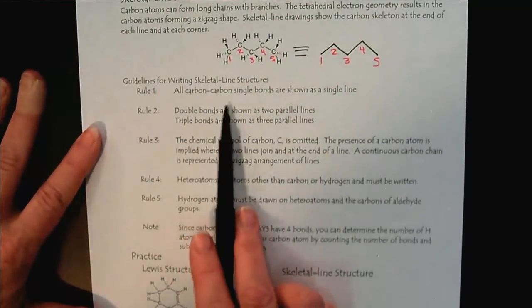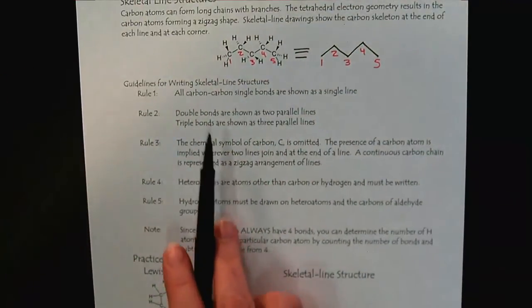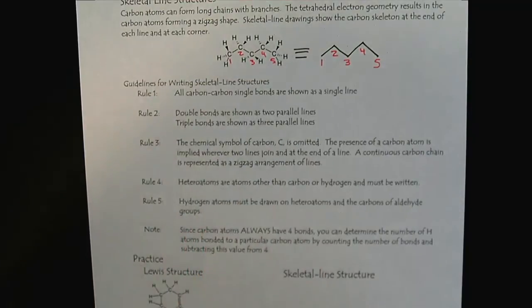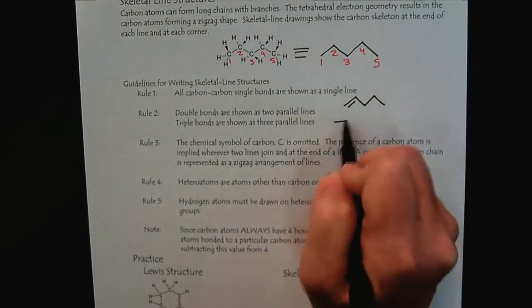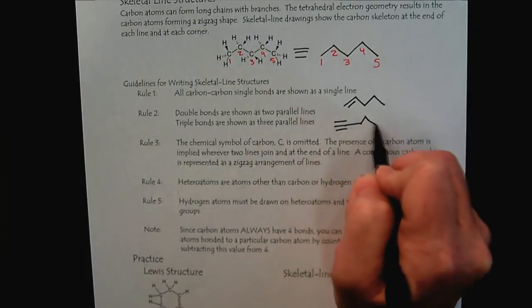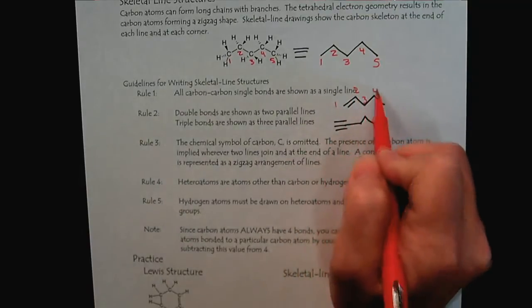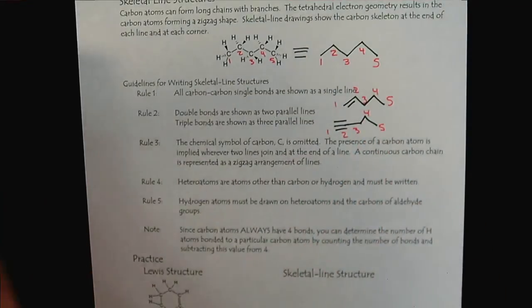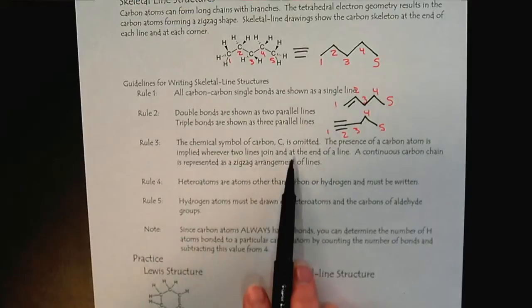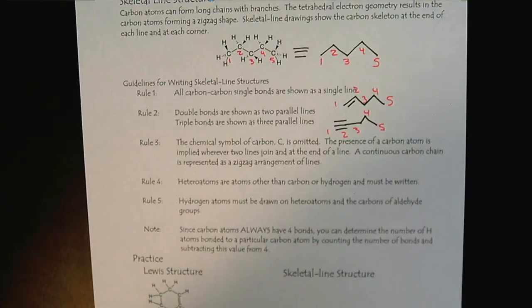All carbon-carbon single bonds are shown as a single line. Double bonds are shown as 2 parallel lines, and triple bonds as 3 parallel lines. So for example, if we added a double bond or a triple bond to our compound, let's see here, 1, 2, 3, 4, 5. All right, so notice that we always ignore the carbon atoms because they're represented as the end of the line or a corner.